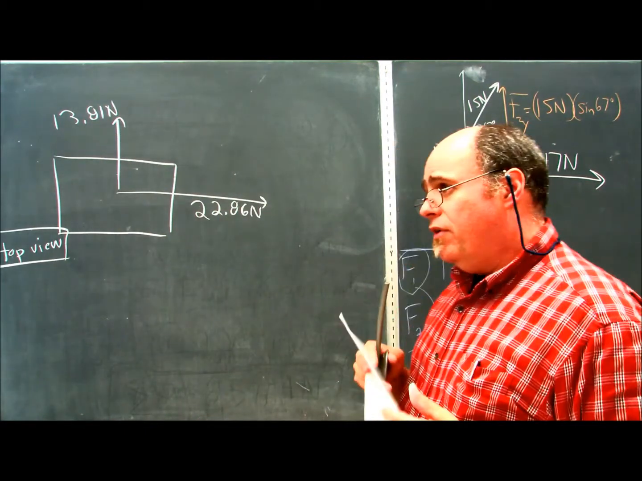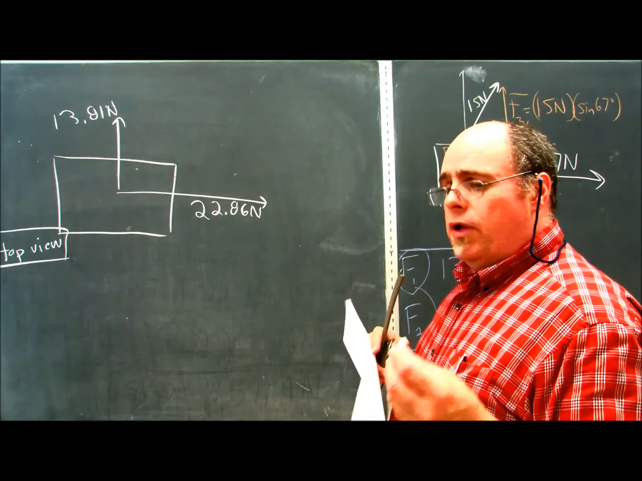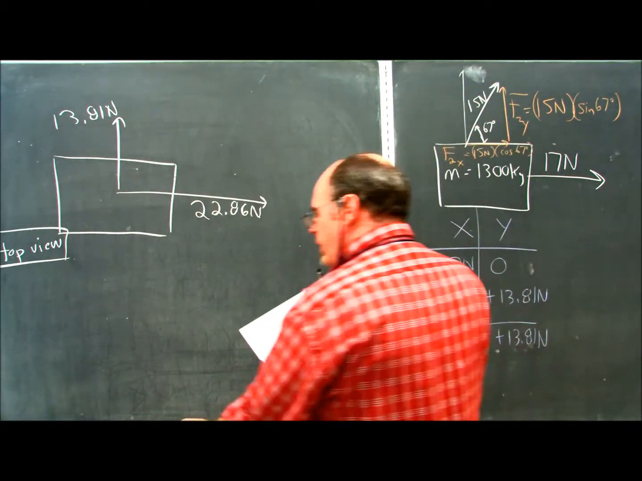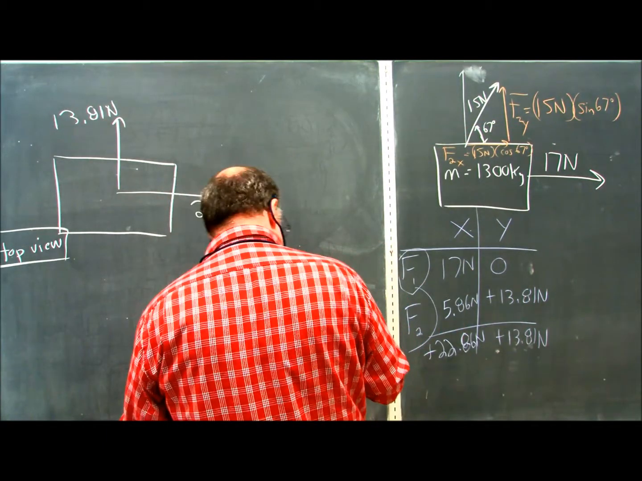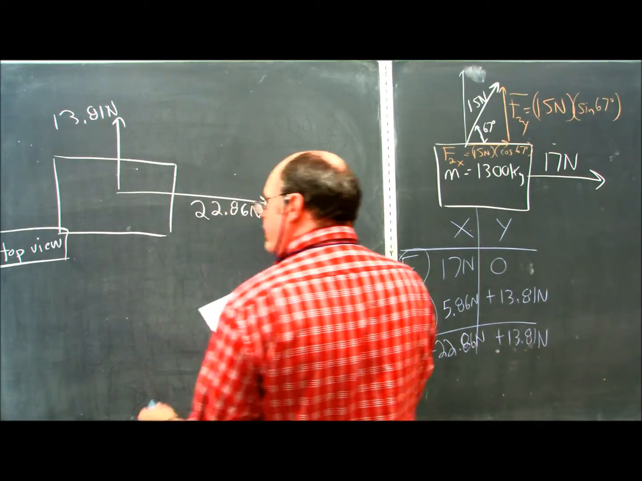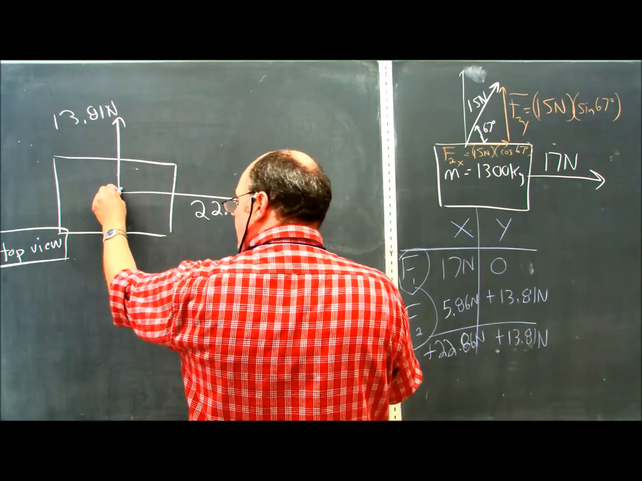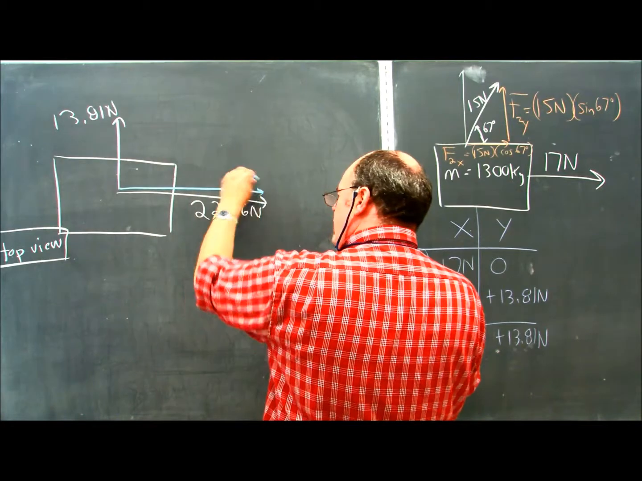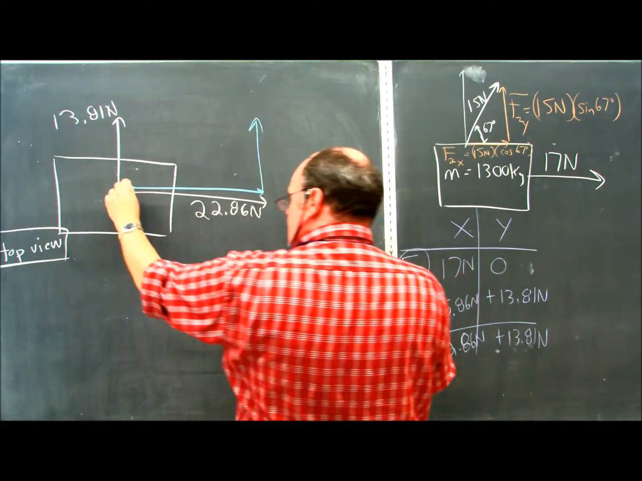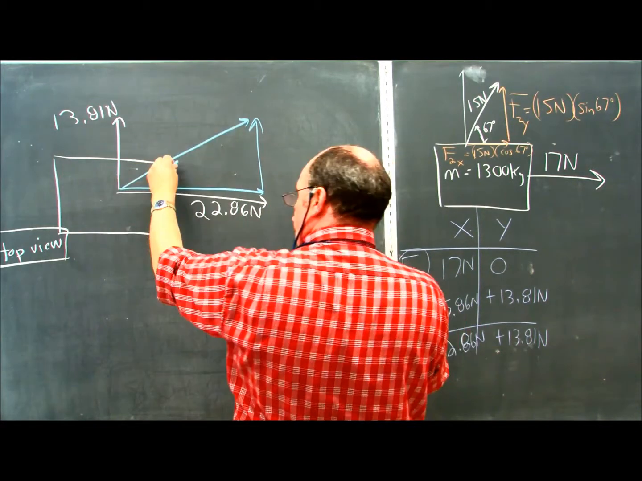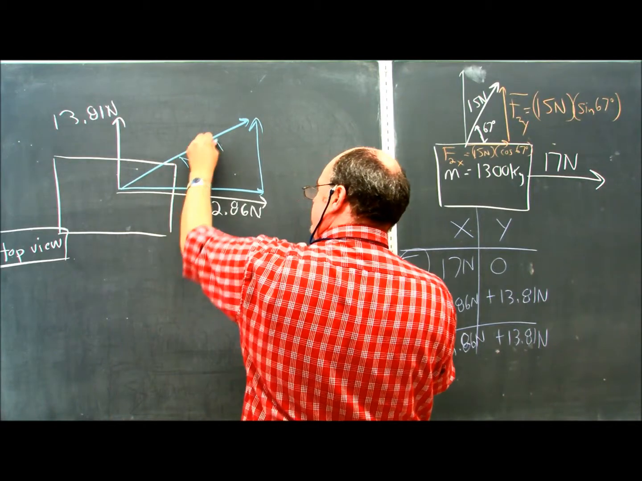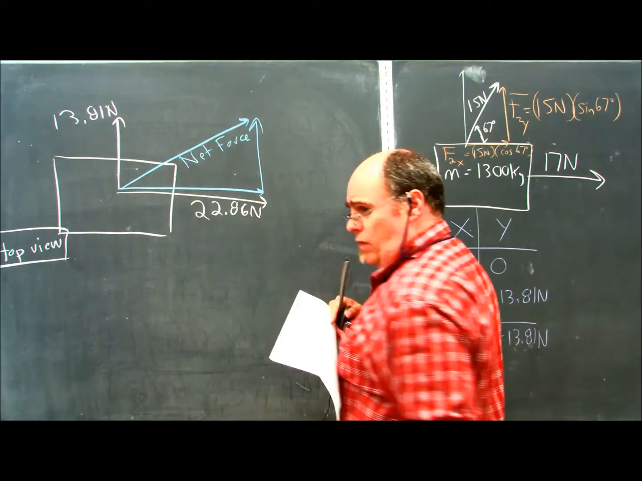And how would we figure out the total overall force? Well, in Chapter 3, we learned something called drawing these things tip to tail. So if I draw them tip to tail, what I would do is I would start here, draw one first, and then draw the second one right at it. And so this thing right here is the resultant force. It's the net force. So how would I get the net force?